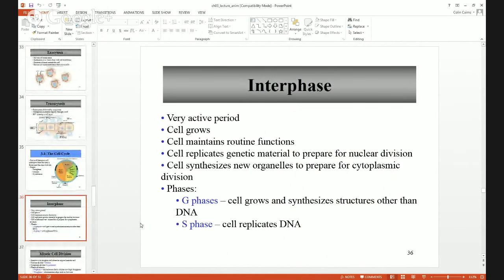Okay, interphase, it's very active. The cell grows, the cell maintains routine functions, the cell replicates genetic material to prepare for nuclear division. The cell will synthesize new organelles. Like I said, in the G1 phase, the cell grows and synthesizes structures other than the DNA. And during the S phase, the cell replicates DNA.